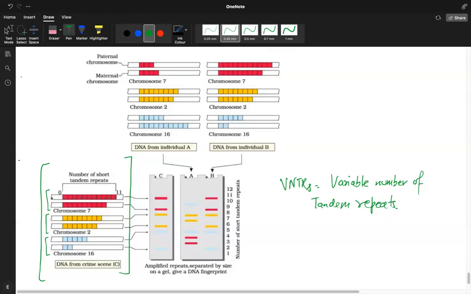So chromosome 7, why are there 2 copies of chromosome 7? Because whoever this person is, he or she must have got this chromosome 7, one from the father and one from the mother, right? This is mother, one from the father. You understand? That's why there are 2. So on one chromosome, there are 11 total tandem repeats. On the other chromosome 7, there are 1, 2, 3, 4, 5, 6, 7, 8, 9 only.